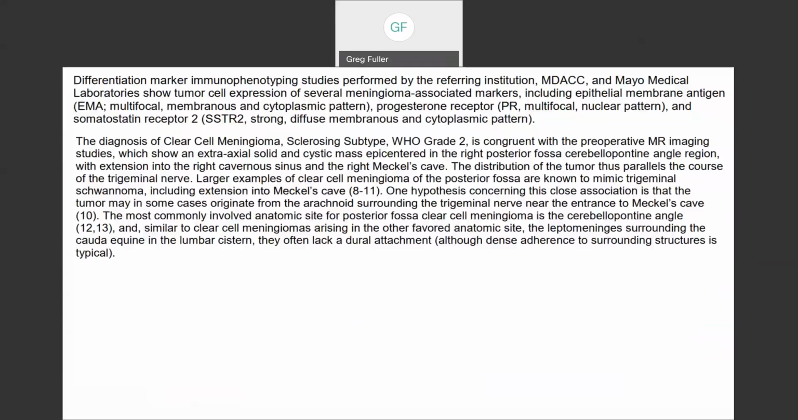How do I know that? I read the op note. Dr. DeMonte, our expert, world-class, best in class, best in the world skull-base surgeon, I read his op notes. They are loaded with detail just like this pathology report.